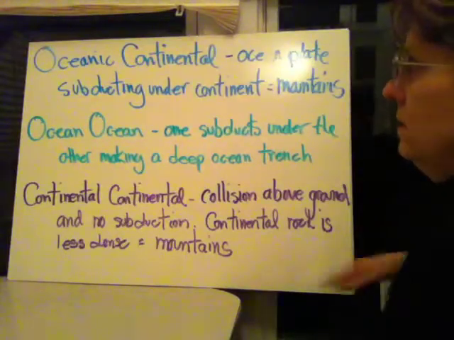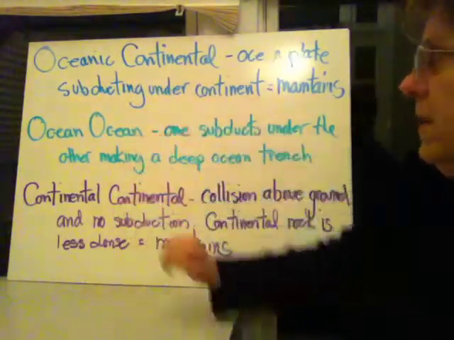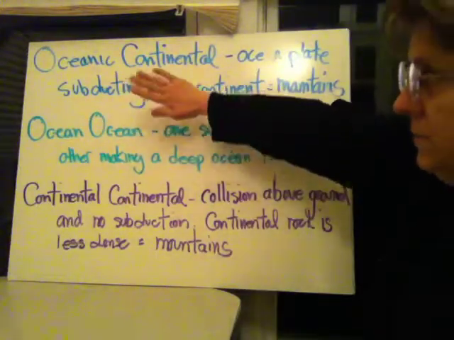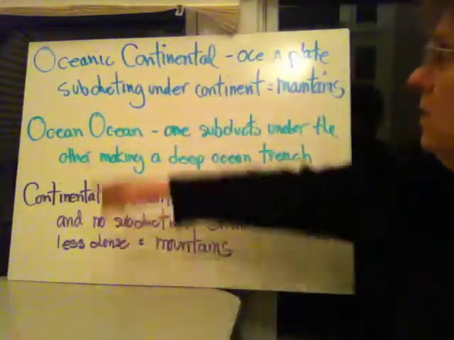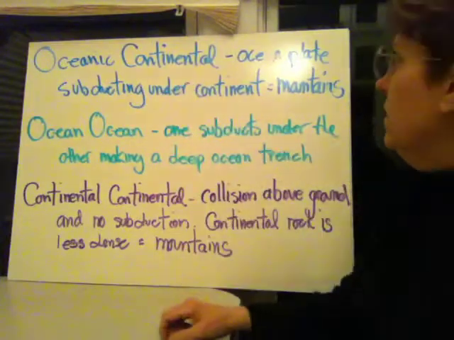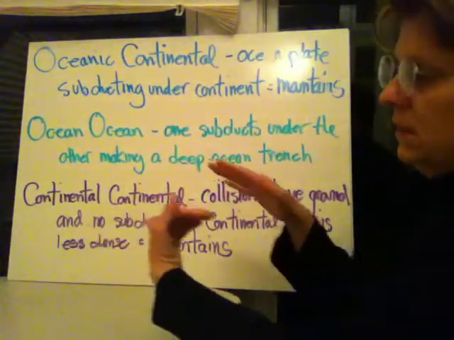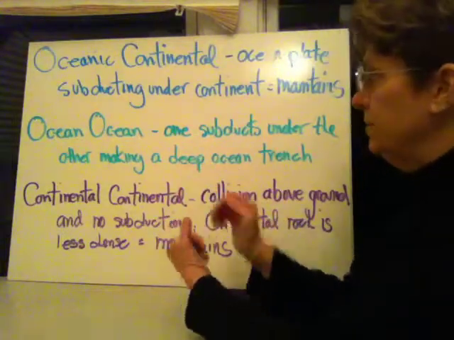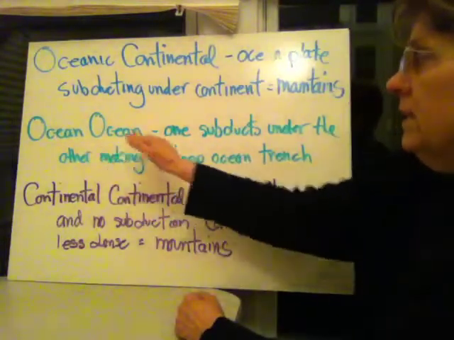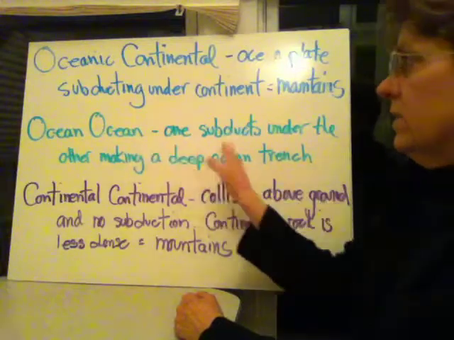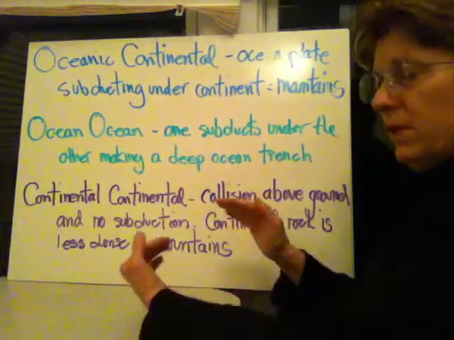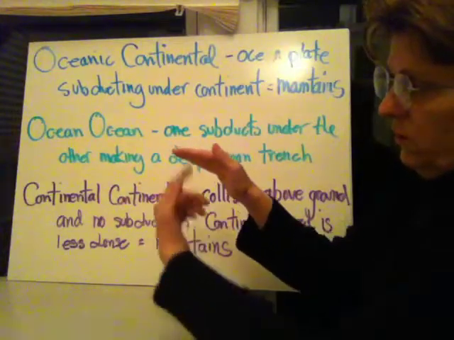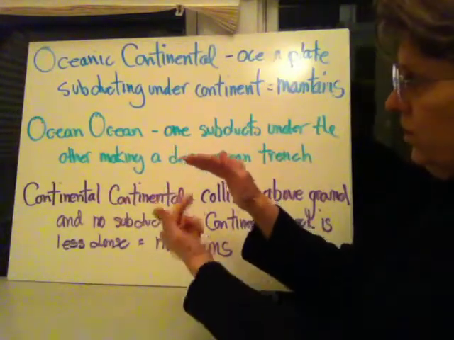Three types of convergent plate boundaries typically occur. So these are different types of convergent plate boundaries. We have oceanic continental. So we have an ocean plate subducting underneath a continental plate. That's going to make for a mountain range. We have an oceanic plate subducting under another oceanic plate, and that will make for a deep ocean trench. As one plate moves under the other one, you'll have a very long trench occurring.